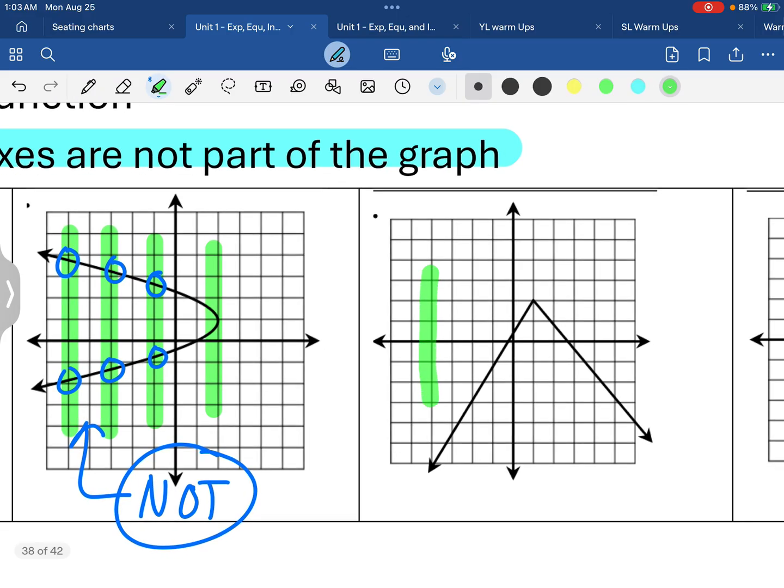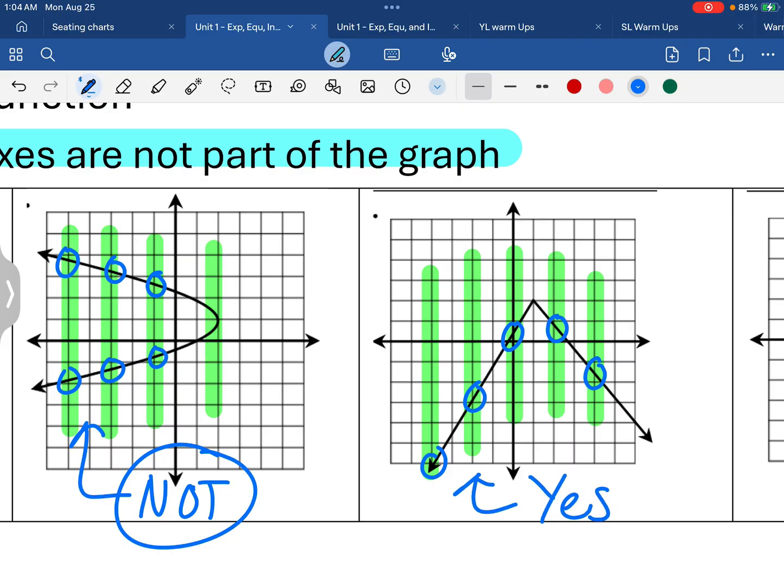Now I can draw my line here, hits it once, hits it once, hits it once, keep going, hits it once, hits it once. So all of these right here where it hit the graph, because they all only hit one time per the green line, tell us that this is a function. It is a function.